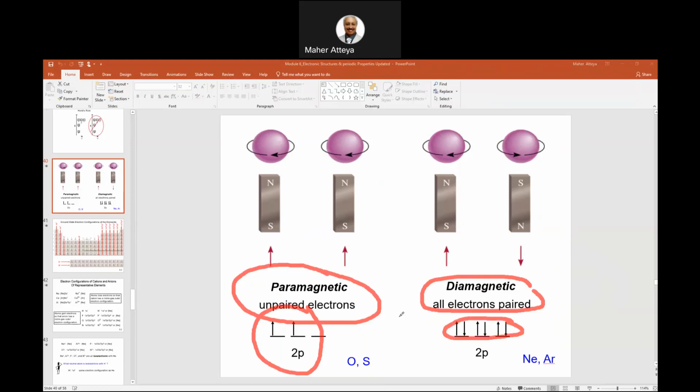Iron is attracted to a magnetic field, correct? You did this experiment in the lab. Iron is magnetic. So oxygen, believe it or not, as a gas, if you bring it to a magnetic field, it will be attracted to the magnetic field. This is paramagnetic. So the paramagnetic ones are attracted to the magnetic field. So this is attraction.